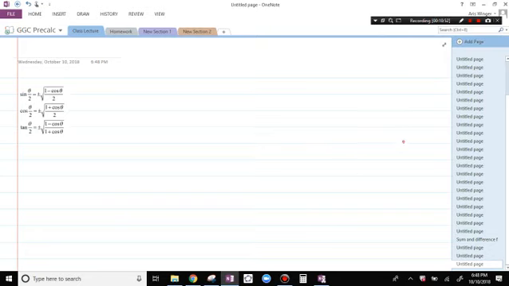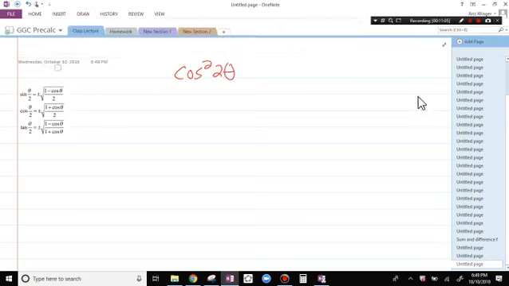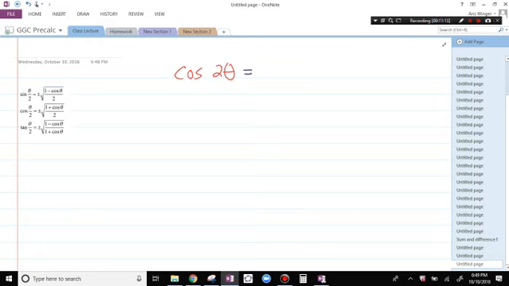All right, so we just showed that the cosine of 2 theta is equal to 1 minus 2 sine squared theta, right? And so what I want to do is I want to let W be 2 theta. Then what exactly is theta?